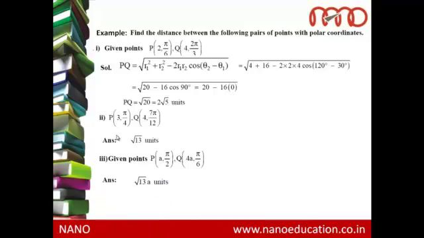So the answers are, the first question should come out to root 13 units, and in the second question you have to get root 13a units. Hope you are correct.